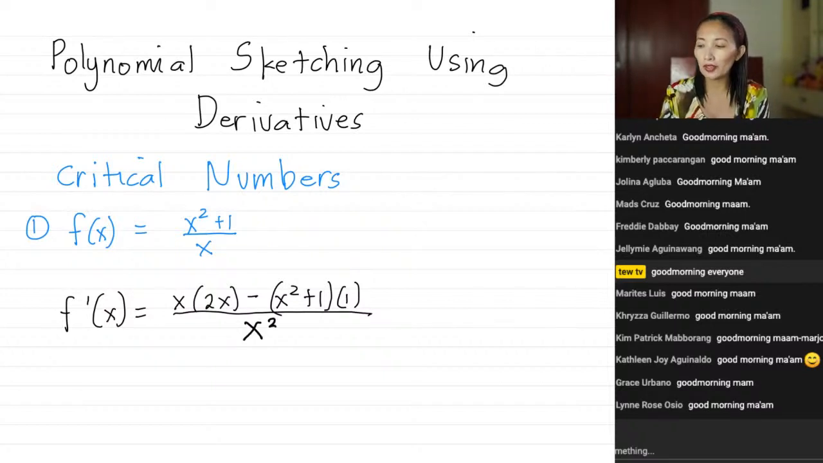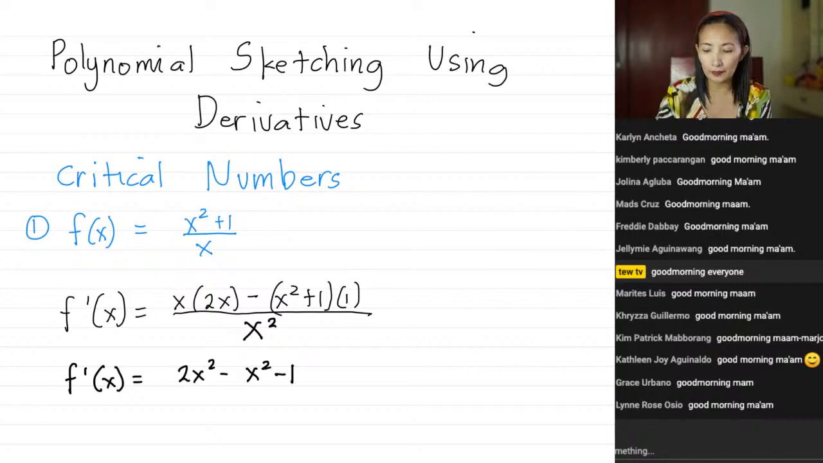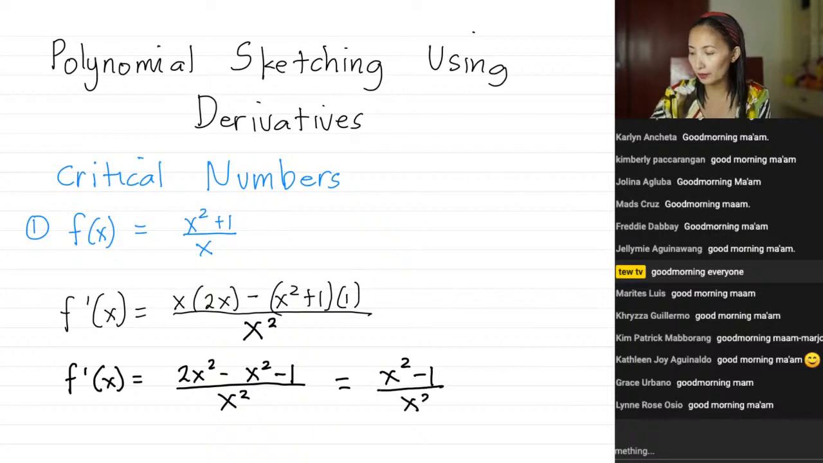All over the square of the denominator, which when simplified gives f prime of x equal to 2x squared minus x squared minus 1, all over x squared. Then simplifying it further, this will yield x squared minus 1 over x squared.